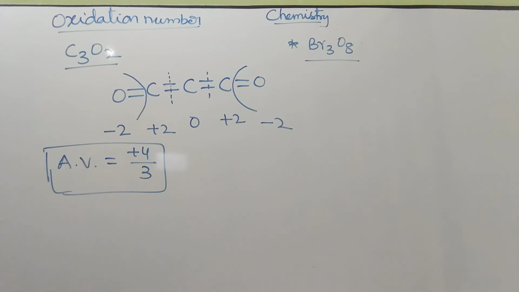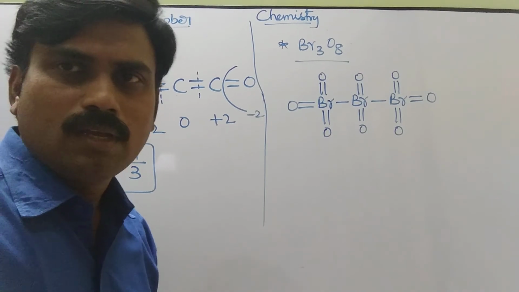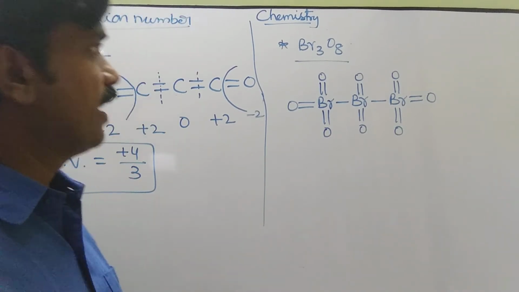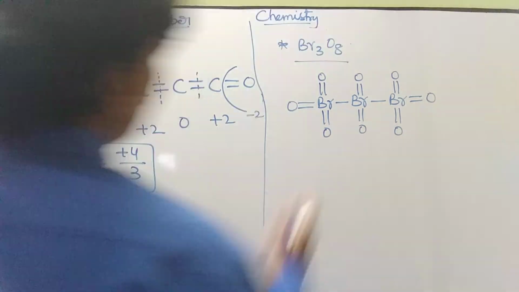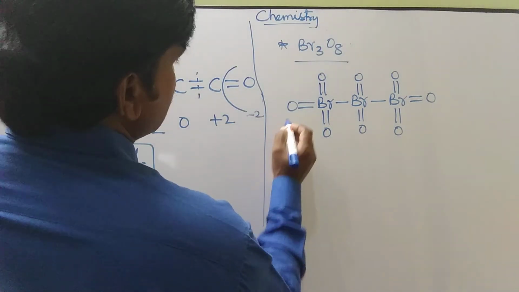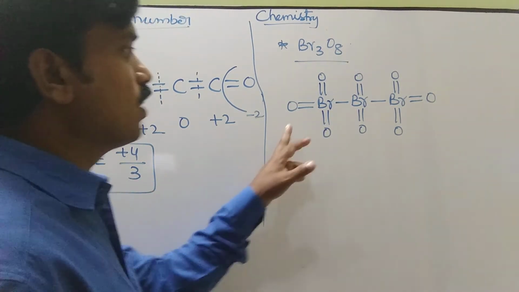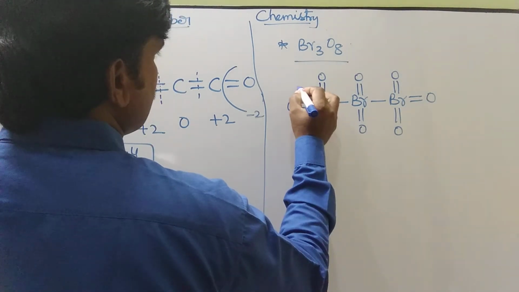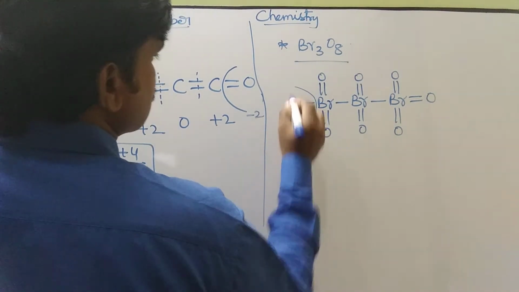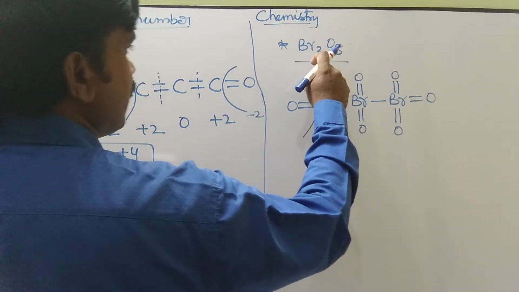Look at Br3O8. Look at this compound. In the chemical bonding chapter, we have practiced these types of structures. In Br3O8, look at the left side oxygen. Compare oxygen and bromine: which is more electronegative? Oxygen is the second highest electronegativity element. That's why here these bonds are occupied by oxygen. So here also the oxidation state of oxygen is minus 2. Here also minus 2. Here also minus 2.